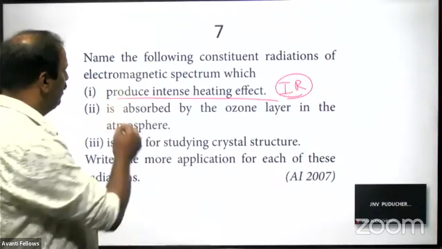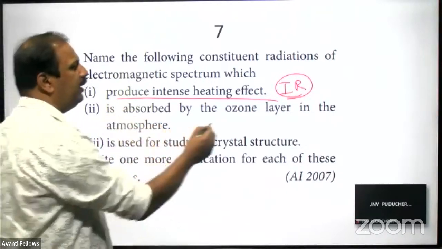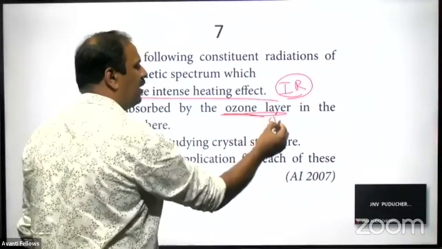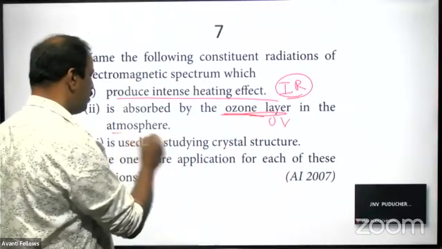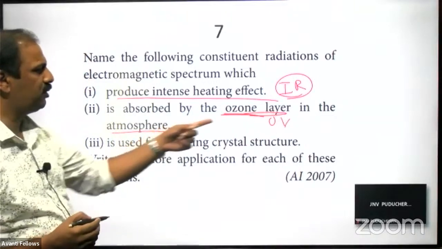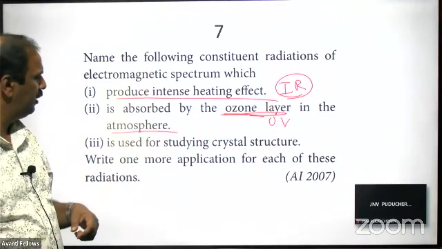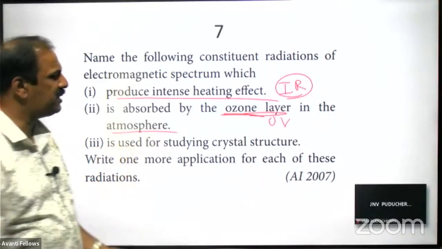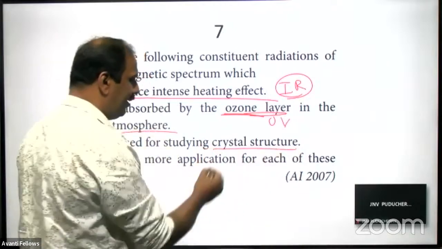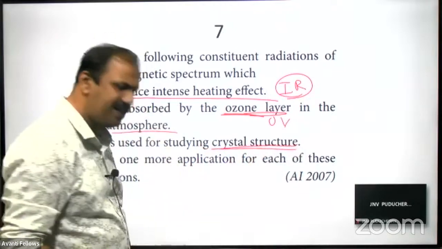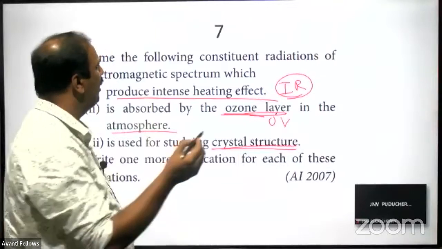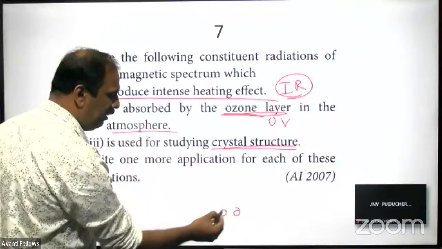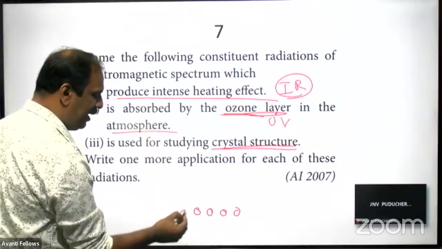Next one is the ray which is absorbed by the ozone layer, that we discussed very clearly. That is UV radiation. UV radiation in the atmosphere is absorbed by the ozone layer. Now the third one, used for studying crystal structure. What is this one? This crystal structure study is X-ray diffraction. If you want a very basic idea about that one, it will be like this. You have the different atoms in the crystal. This is one layer.